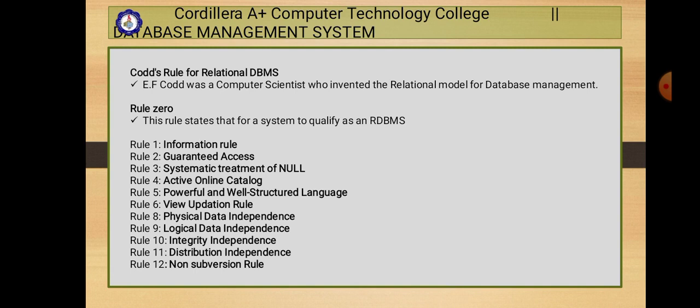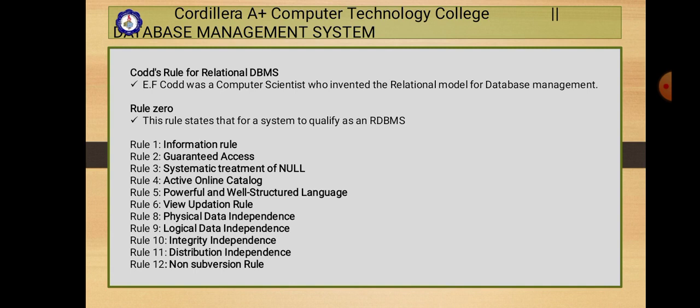So for rule number 1, you have the information rule. So ano nga bang ibig sabihin ng information rule na to? Ibig sabihin lahat ng information including metadata is to be represented as stored data in the cells of tables. So the rows and the columns have to be strictly unordered. Okay? So yan ang information rule.